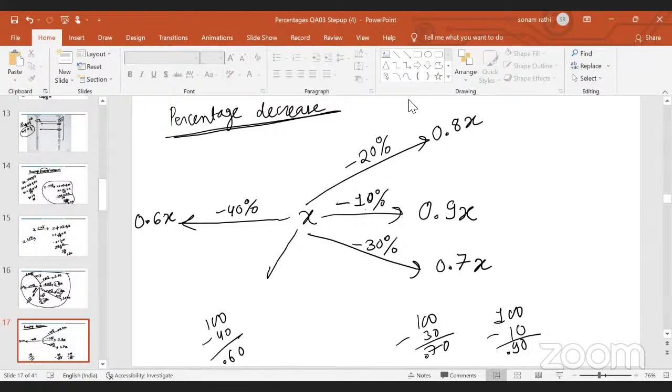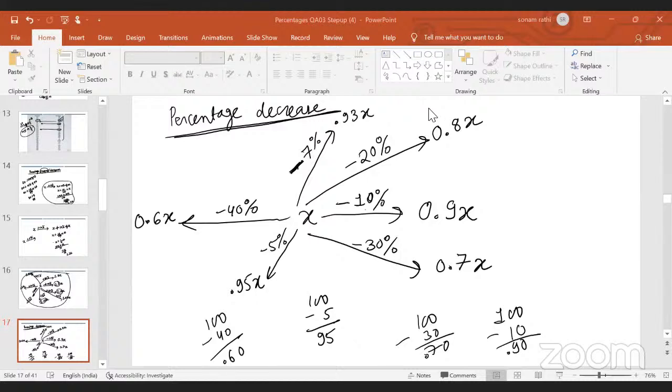If I decrease it with 5%, 100 minus 5, 95. So 0.95x. Correct? If I decrease with 7%, 100 minus 7, 93. So 0.93x. Yes. Is the chart clear to everyone? Decrease.